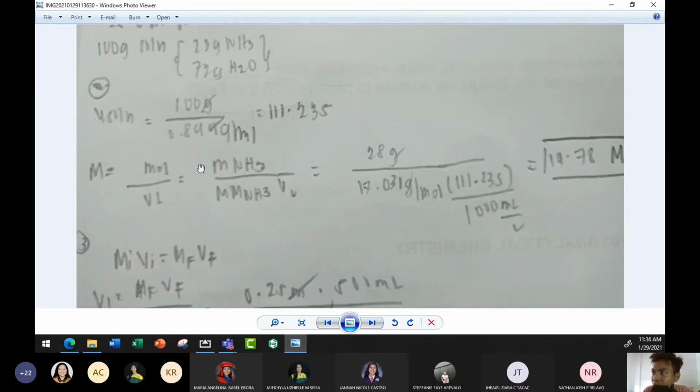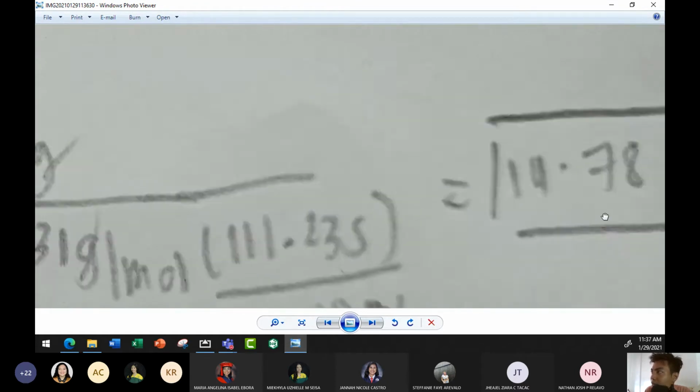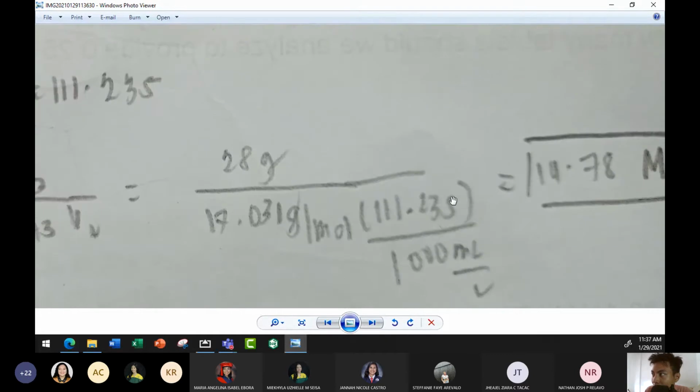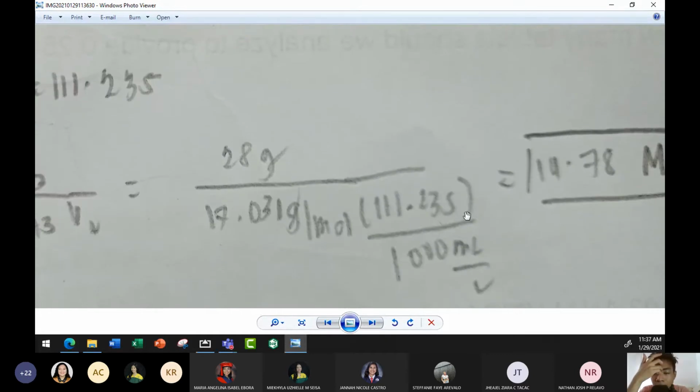Then, this is the molarity equation, mole per volume in liters, that is expanded to mass divided by molar mass times the volume in liters. So, plug in. This is 28, the molar mass of ammonia, 17.031, and then the volume of the solution in ml converted to liters in the denominator, and then we have the final answer, 14.78. Okay, so that is correct, no? So hopefully everyone got the correct answer. Thank you, Oralita.